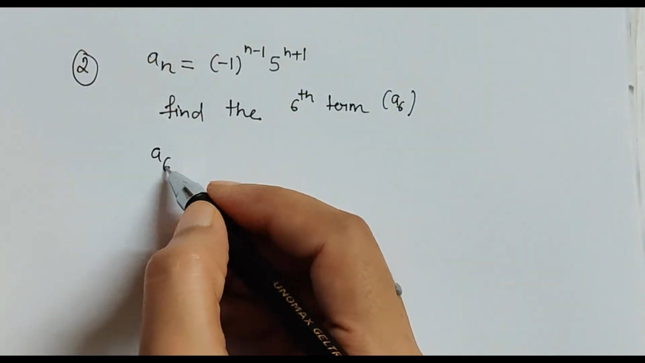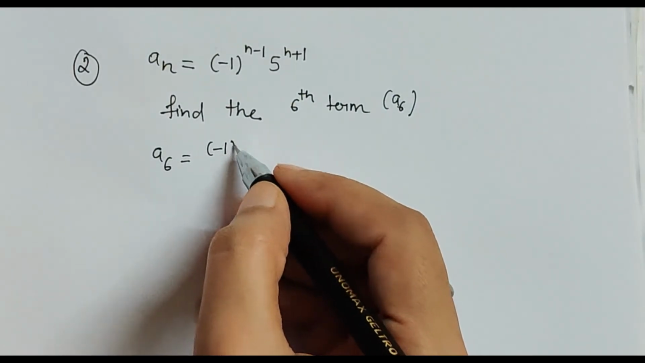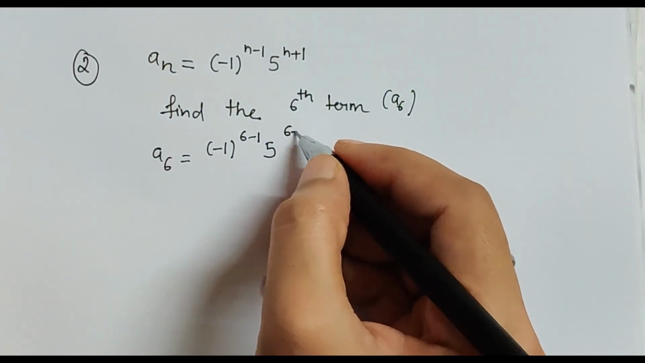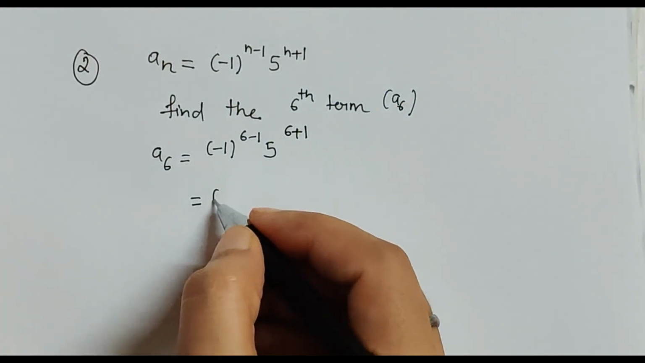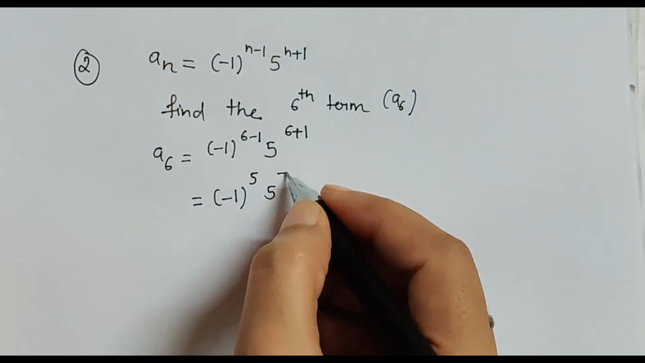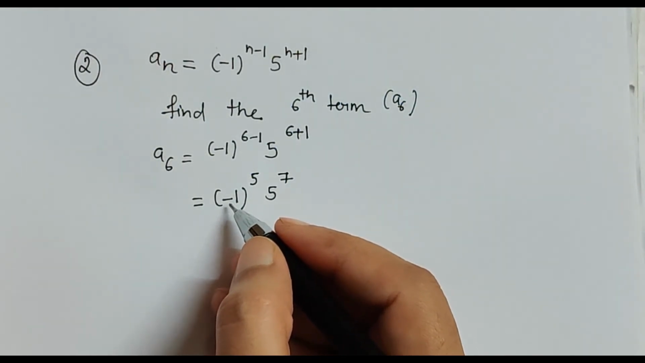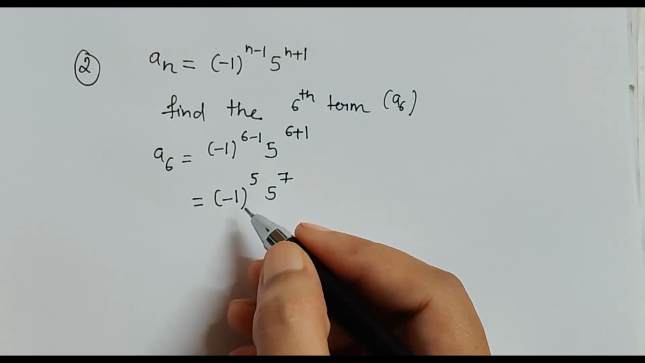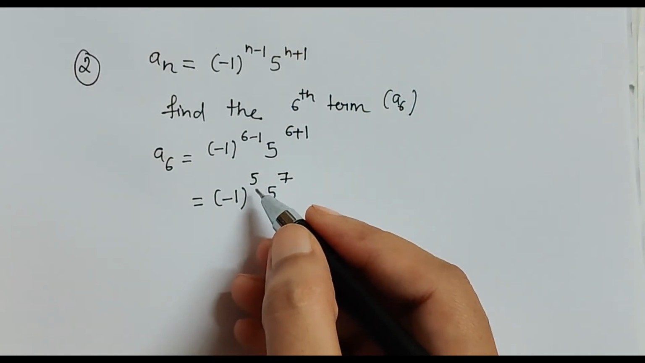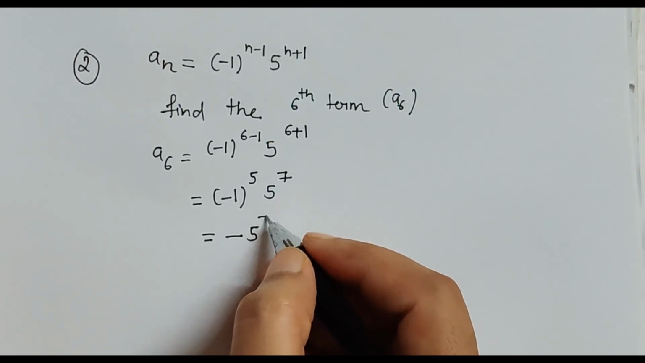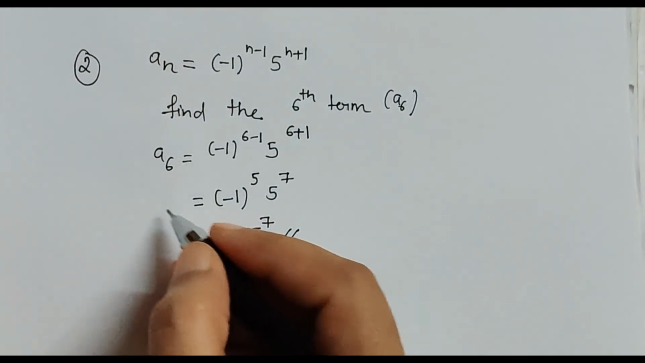So the 6th term will be (minus 1) to the power 6 minus 1, times 5 to the power 6 plus 1. Now let us see what we get. 6 minus 1 is 5, 5 to the power 7. Minus 1 power is odd. When minus 1 is raised to an odd power, the negative sign remains. So minus 5 to the power 7 is the 6th term.